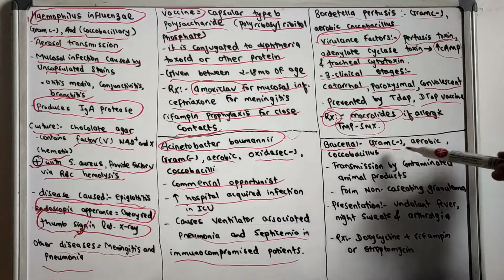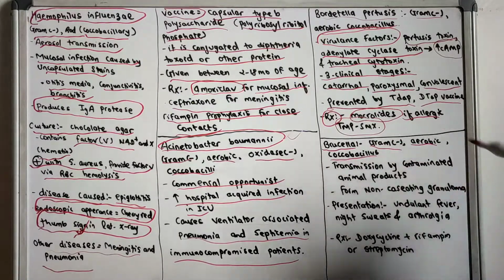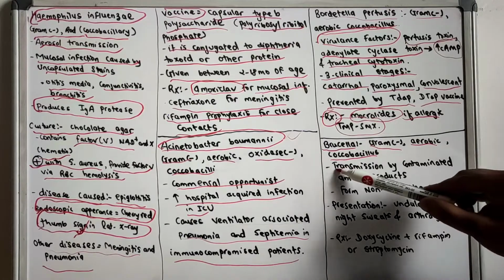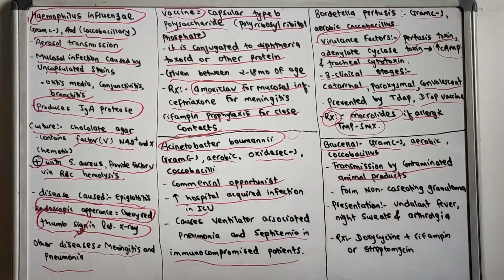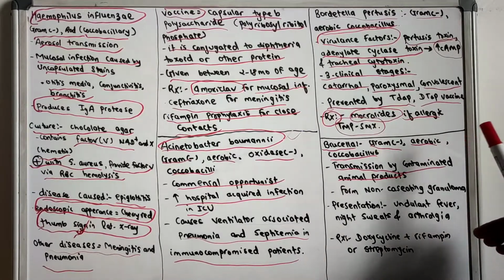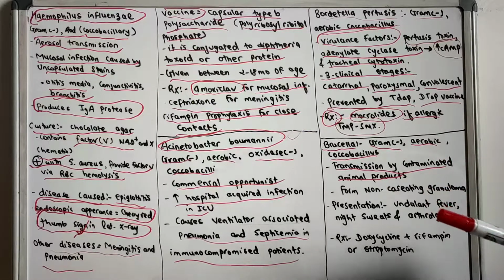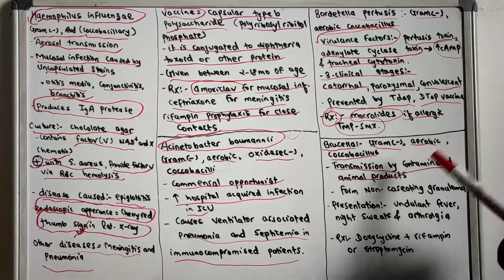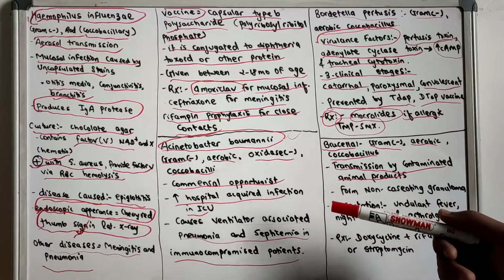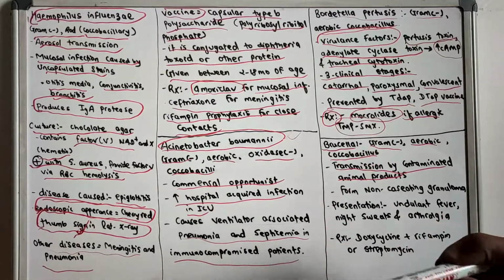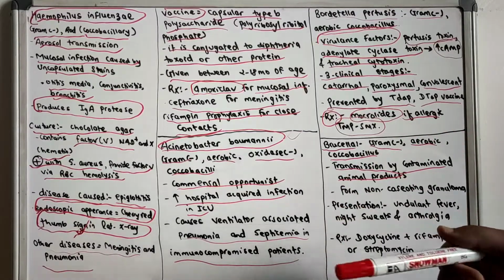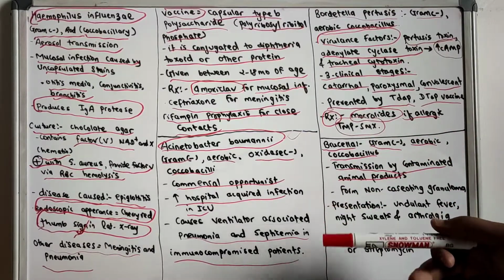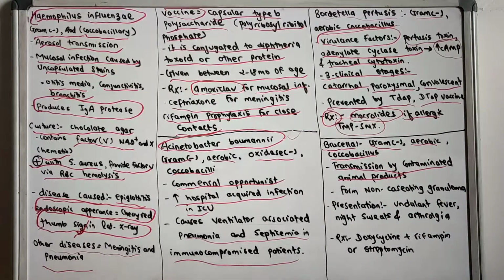Brucella is a gram-negative aerobic coccobacillus, and transmission is by contaminated animal products. The contaminated animal products can be anything. If the animal is suffering from Brucella and we drink the unpasteurized milk of that animal, cow or buffalo, then we can get Brucella. Also, if we come in contact with the urine and feces excreted by the infected animal, then we can get Brucella infection.